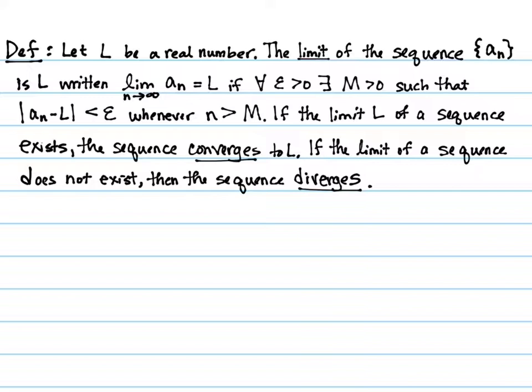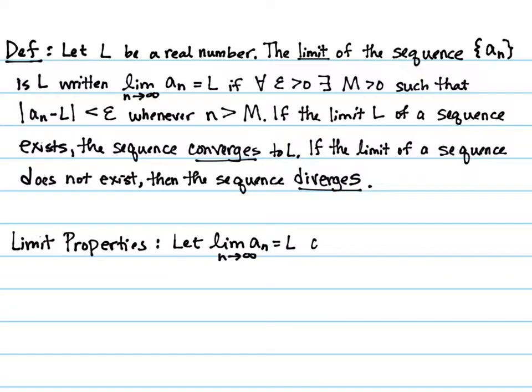We have some limit properties, and it's kind of like the limit properties from Calc 1. Everything that you would hope to be true is. You're going to be like, well, yeah, that seems reasonable, and it is. So these are the limit properties. We're going to let the limit of a sub n as n goes to infinity be equal to L. So it has a limit, that's what we're saying. And we're going to let the limit as n goes to infinity of b sub n be equal to k.